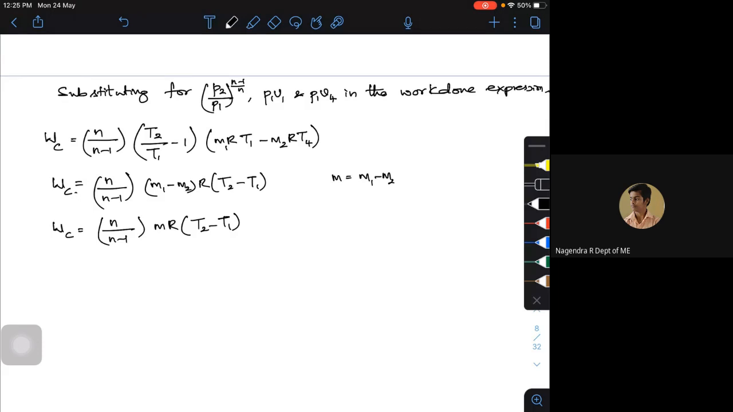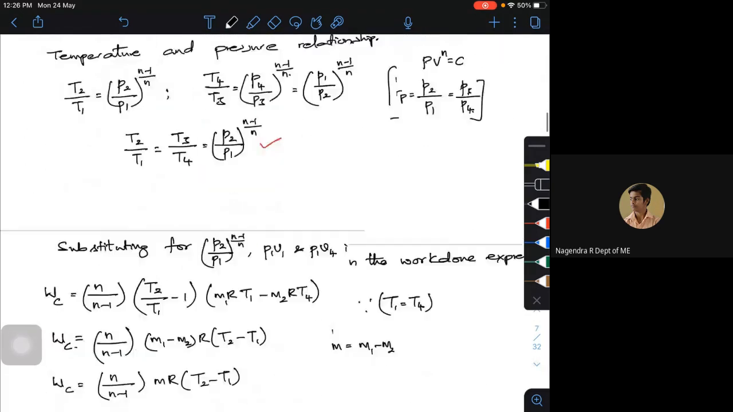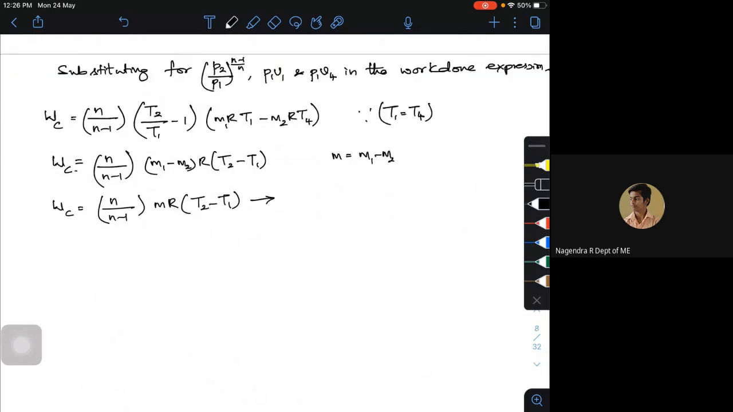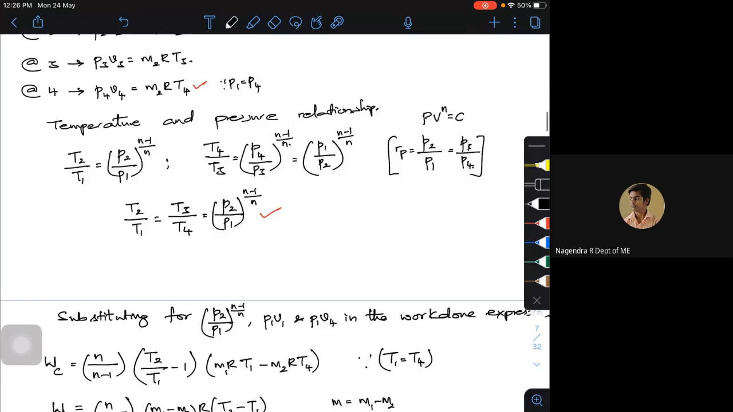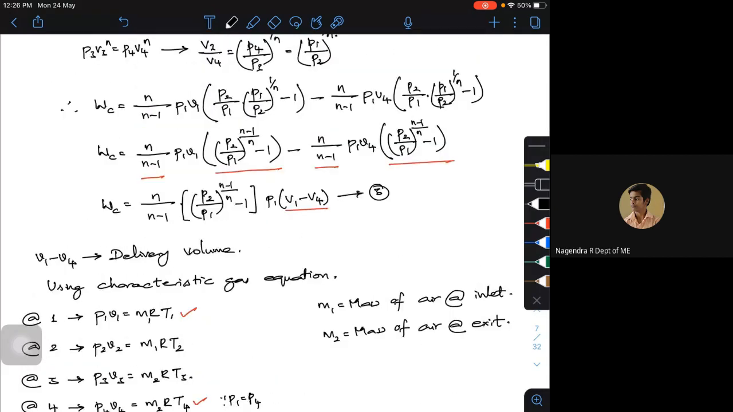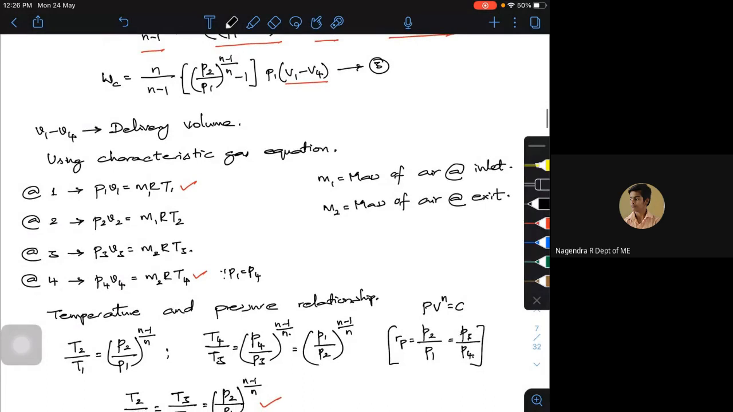Why this particular form? If you look at it, my T1 is almost equal to T4. Under this condition only will I be able to get this equation. I am calling this equation number 4. This is the equation in terms of temperature, and equation 3 is in terms of pressure and volume. So this is the expression for the work done by a compressor with clearance volume. Anything they can ask, you should be able to derive it. Is that clear?